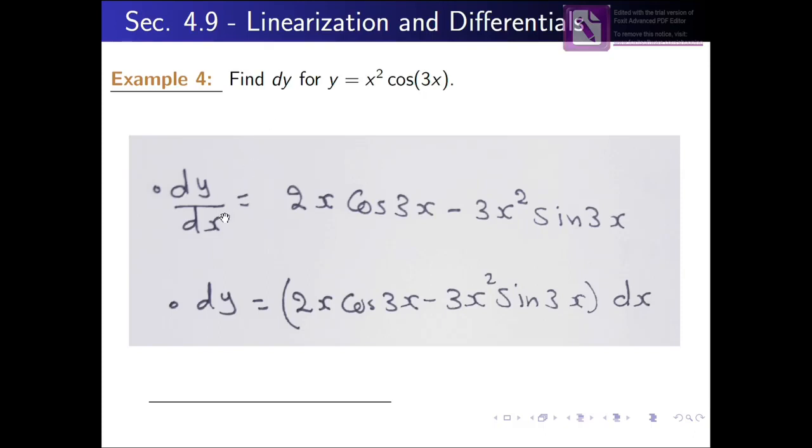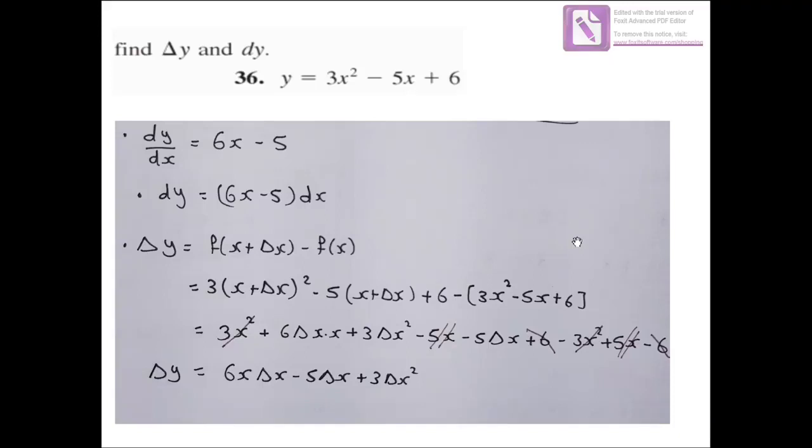So we will put dy on one side, so dy will be equal to this one multiplied by dx. So to find dy, first you find dy over dx, then put dy on one side and multiply this one by dx. Then we have another example, which is exercise number 36. Find delta y and dy, where y is equal to 3x squared minus 5x plus 6. So for this one, to find dy, first we need to find dy over dx. So the derivative will be 6x minus 5. So dy will be 6x minus 5 multiplied by dx.